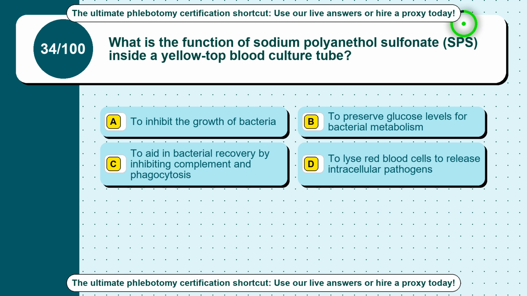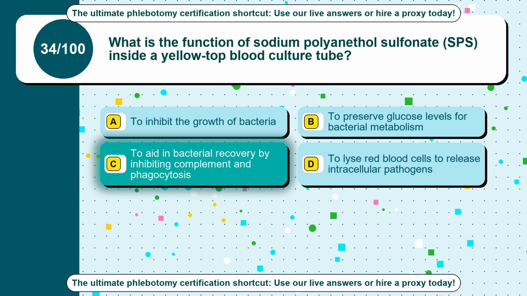Question 34. What is the function of sodium polyanethol sulfonate, SPS, inside a yellow-top blood culture tube? Option A. To inhibit the growth of bacteria. Option B. To preserve glucose levels for bacterial metabolism. Option C. To aid in bacterial recovery by inhibiting complement and phagocytosis. Option D. To lyse red blood cells to release intracellular pathogens. The correct answer is option C.